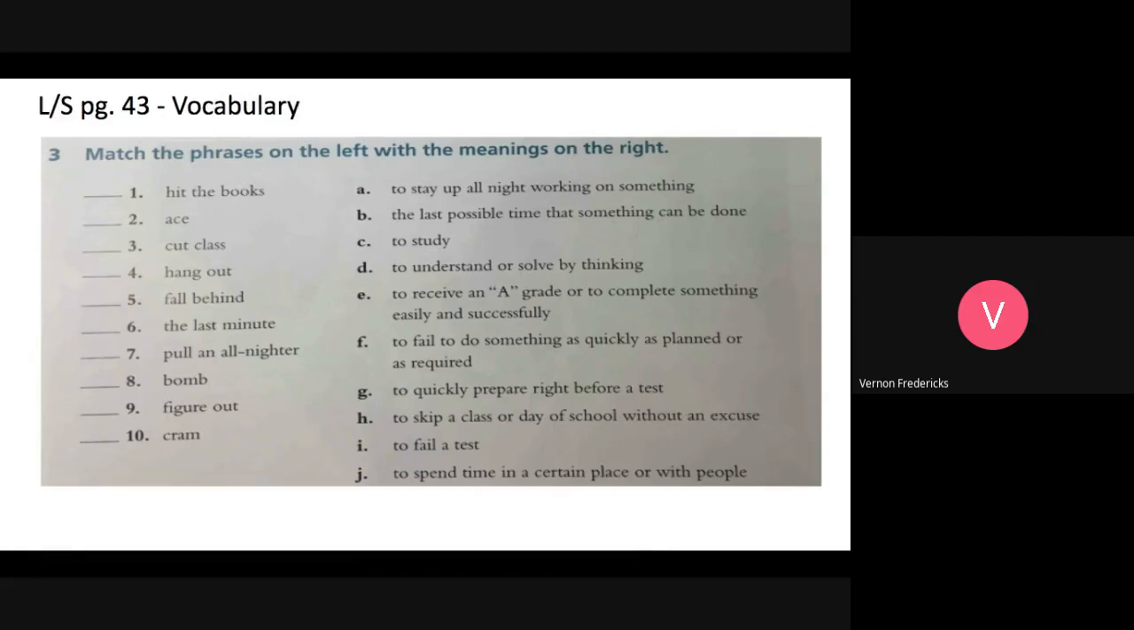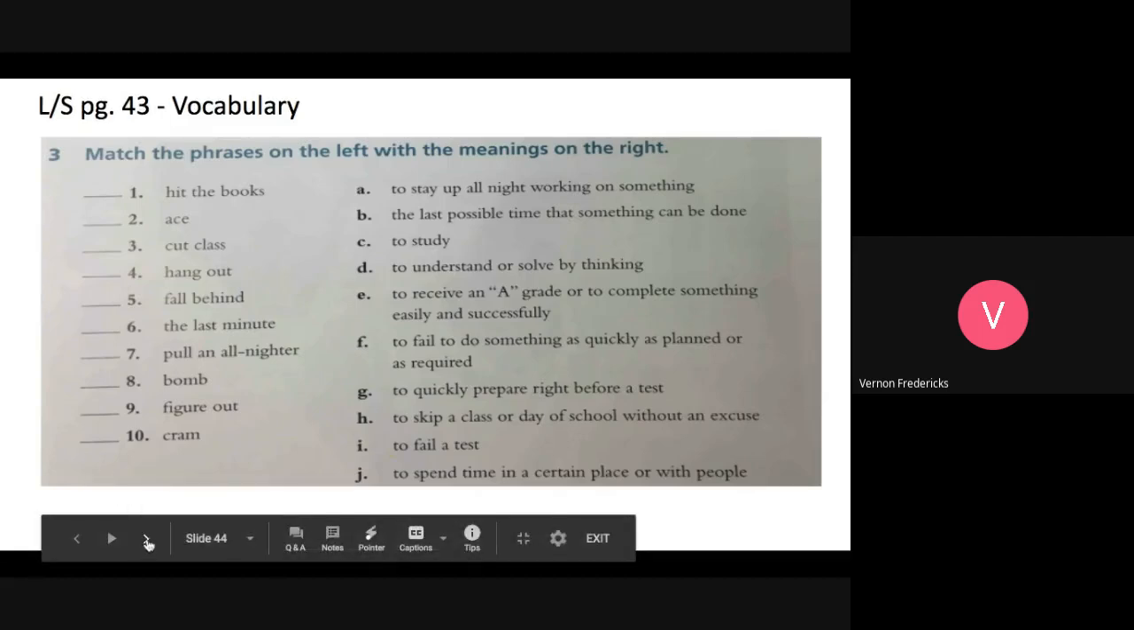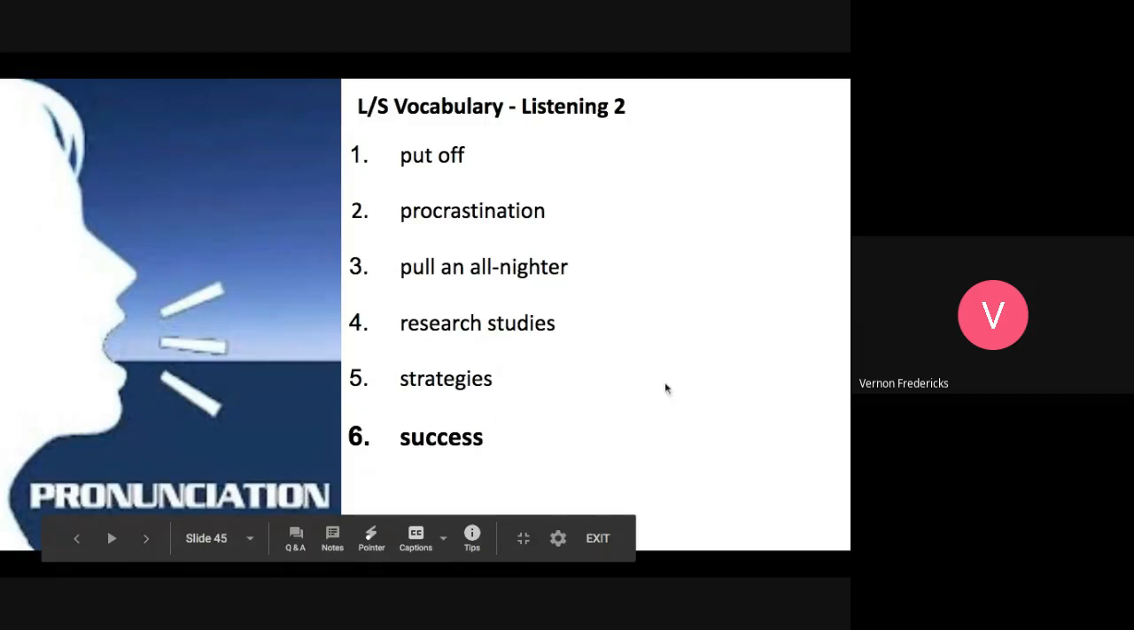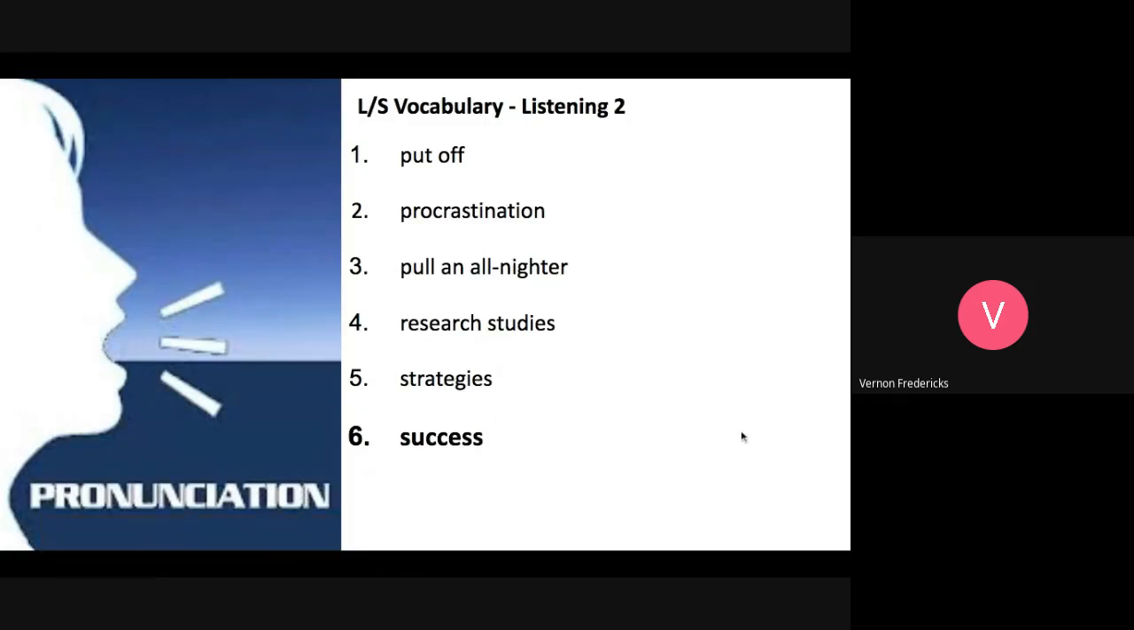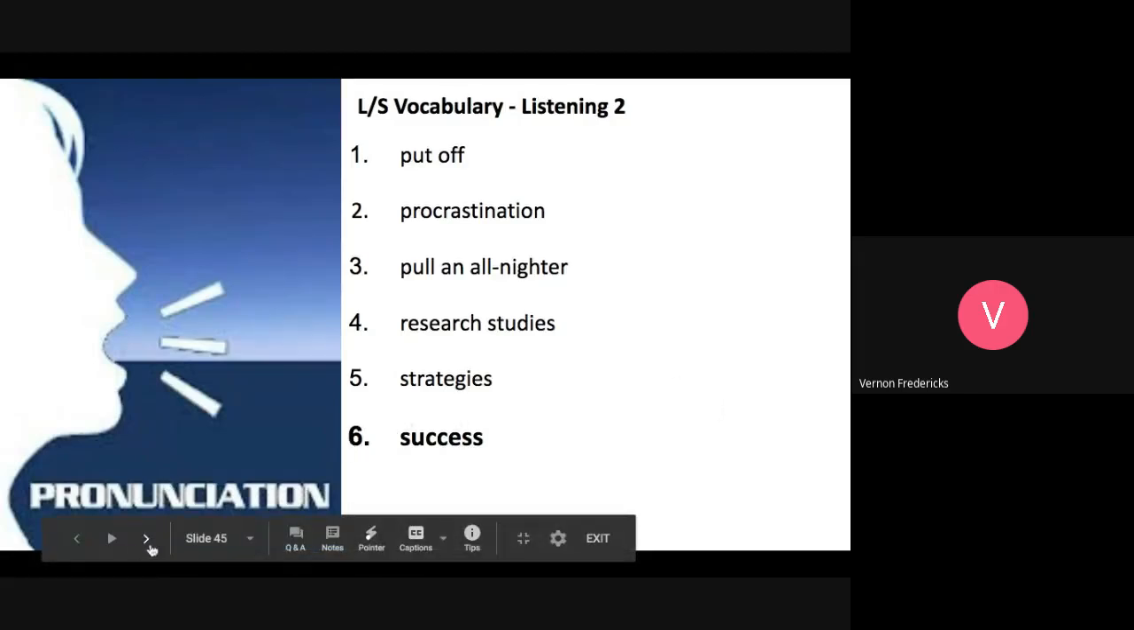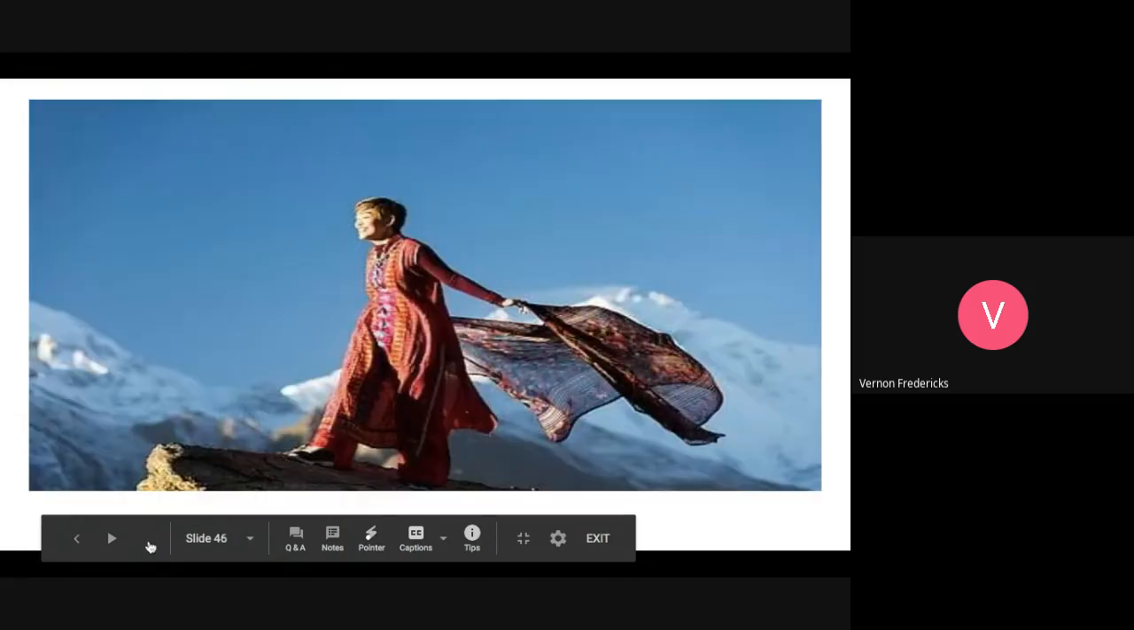Okay, so 1 is C, 2 is E, 3 is H, 4 is J, 5 is F, 6 is B, 7 A, 8 I, 9 D, and 10 G. Students, let's continue. Okay, put off, procrastination, pull an all-nighter, research studies, strategies, and success. Okay, you should know this by now, students. Okay, continue.